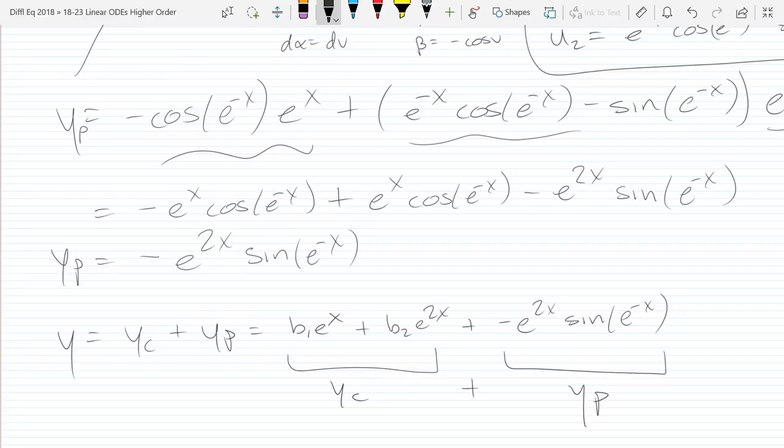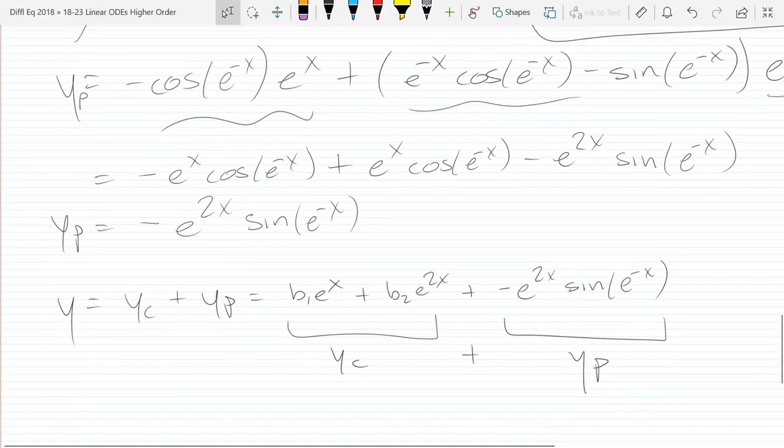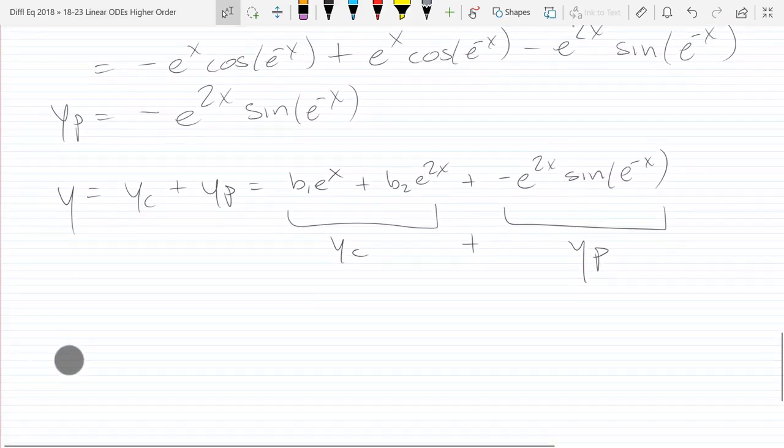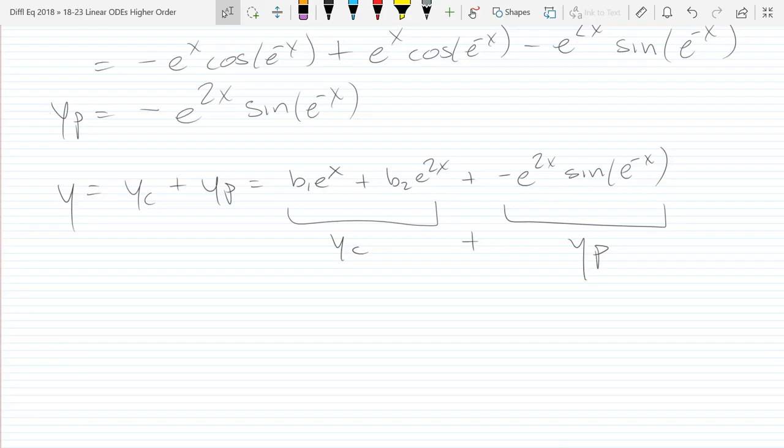So you see the homogeneous and the particular added together. Usually the particular won't collapse down to a single term. That was just really lucky right there, that the cosines happen to add up to zero. That generally won't happen. So we'll do one more example.